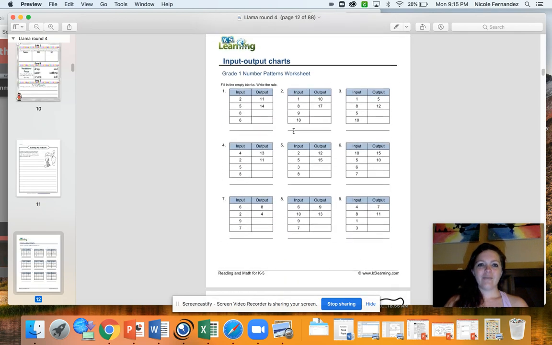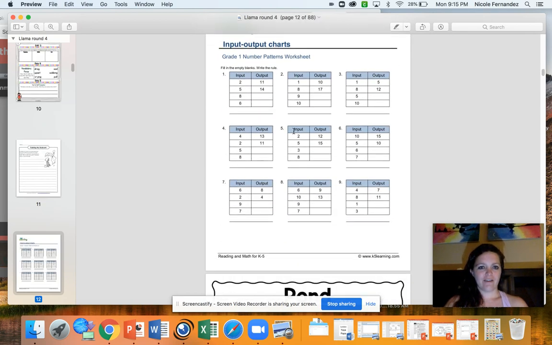Okay. And then we have an input-output chart. Now this all has to do with patterns. So before you can complete the rest of the boxes, you have to figure out what the pattern is. And how you do that is figure out the difference between these numbers. So if we do 11 minus 2, we would get 9. If we do 14 minus 5, we would get 9. So that means the rule for this would actually be add 9.